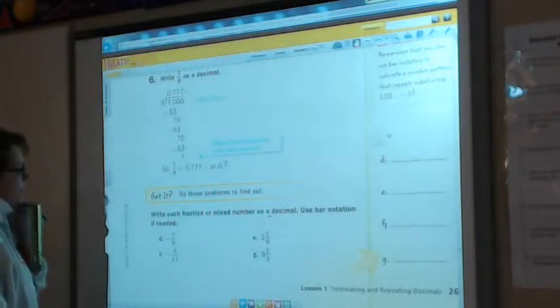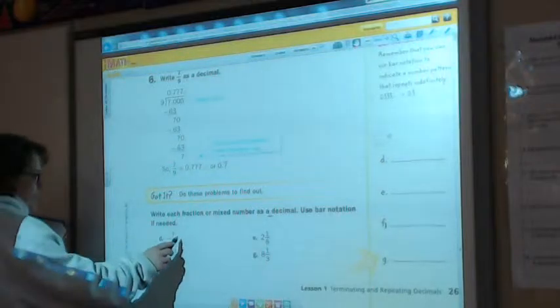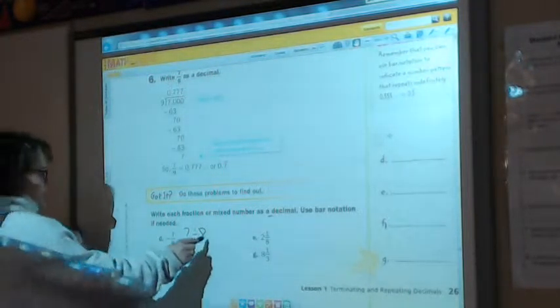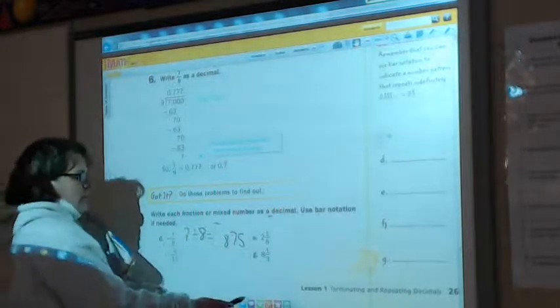Okay, so D, -7/8. -7/8 is 7 divided by 8. 7 divided by 8 is 0.875. It starts out negative, so it stays negative.